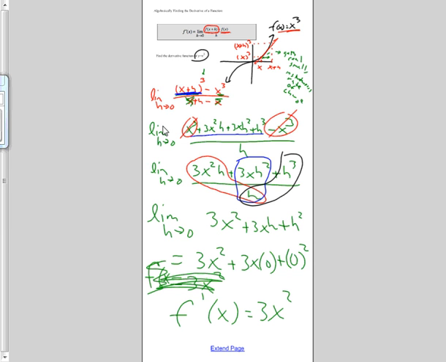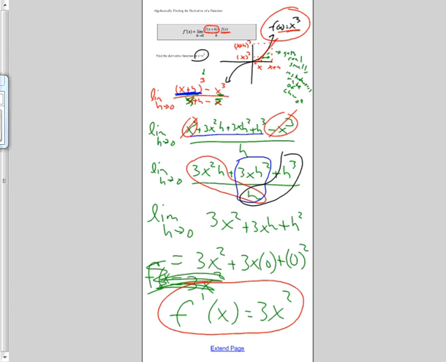So we just looked at a limit definition of derivative, and we took our original function x cubed, and we showed that the derivative function is 3x squared.